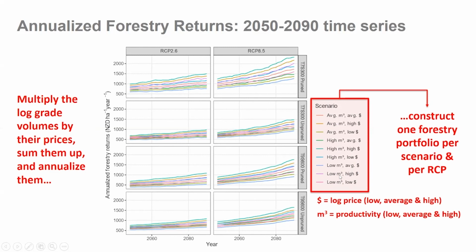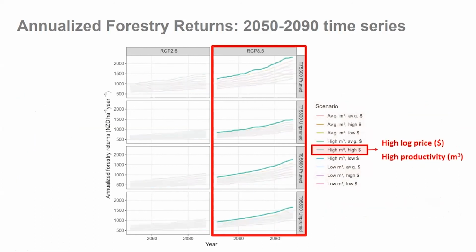And looking at the scenarios here, you can see that we have low, average, and high log prices combined with low, average, and high productivity scenarios, okay? Looking at this at once, it might be a bit overwhelming, right? So let's just focus, for the sake of an example, on one specific scenario, okay? Under one specific RCP. For example, high log price scenario, high productivity scenario under RCP 8.5. So here, what we have highlighted in green is 4 time series for the 4 different regimes. And we're gonna look at these time series here, and we're gonna extract some information from them associated with returns and risks. And based on those returns and risks, we're gonna construct our portfolios, okay?